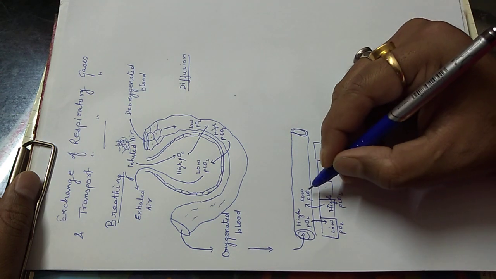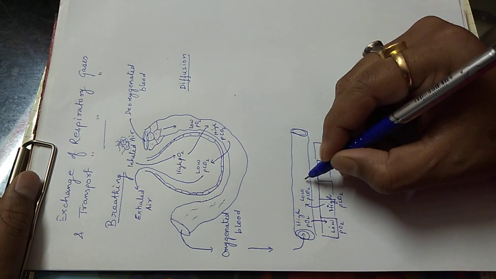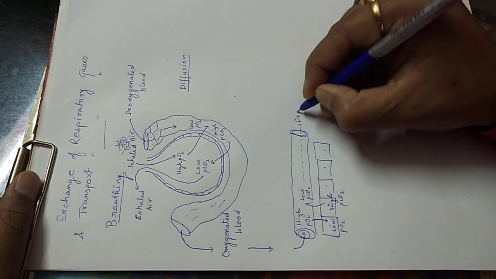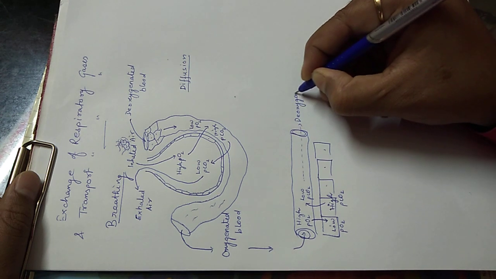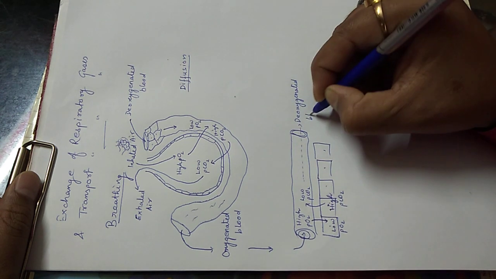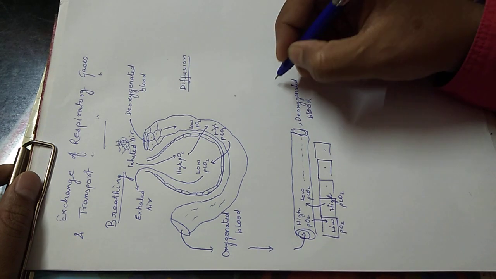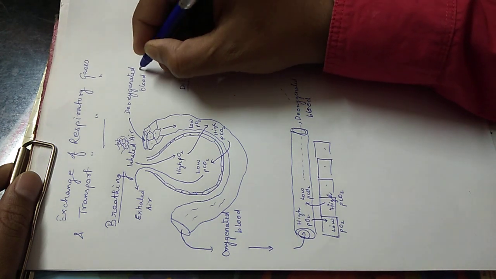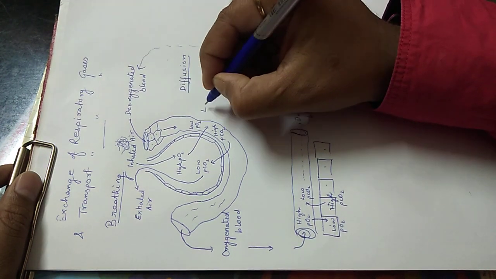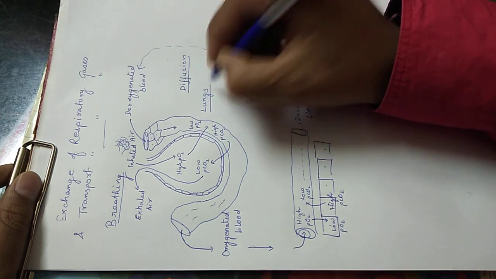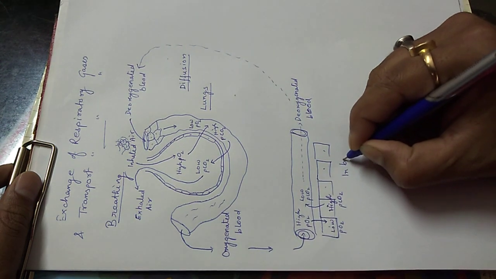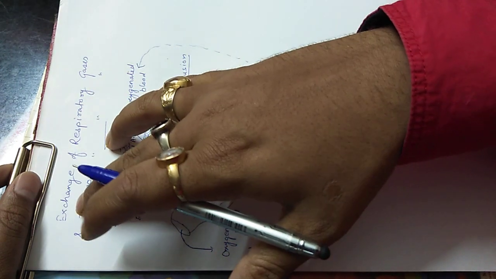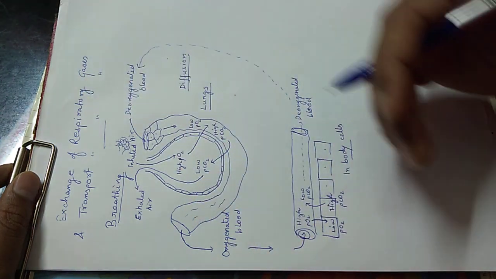So as carbon dioxide diffuses out, the blood once again becomes deoxygenated. The deoxygenated blood goes back to the lungs. So this is what is happening in the lungs, and this is what is happening in body cells. So basically this is your exchange of respiratory gases in our body.